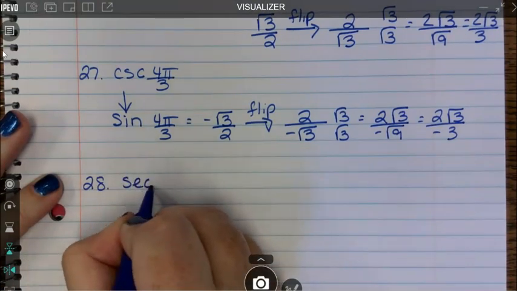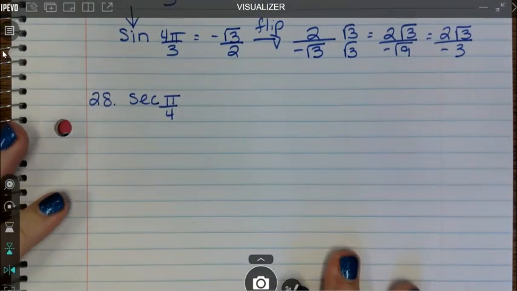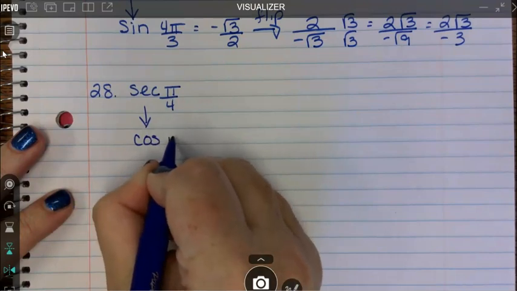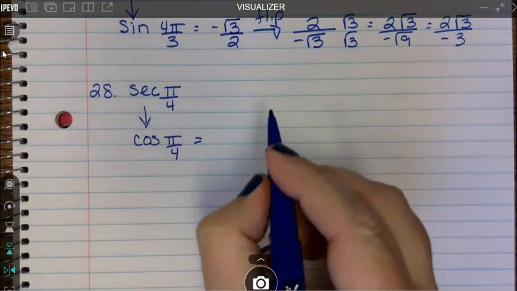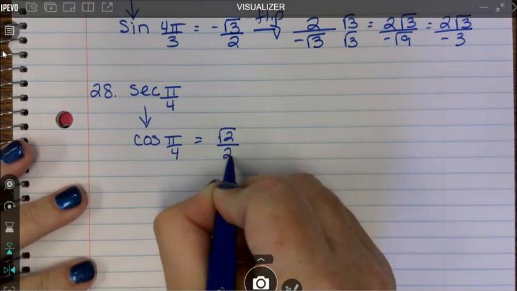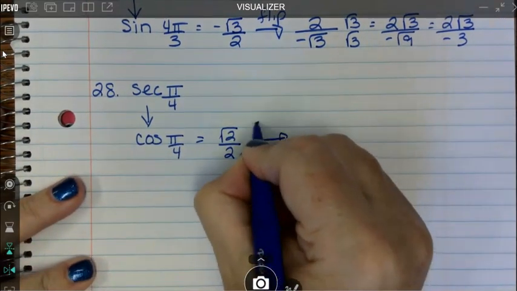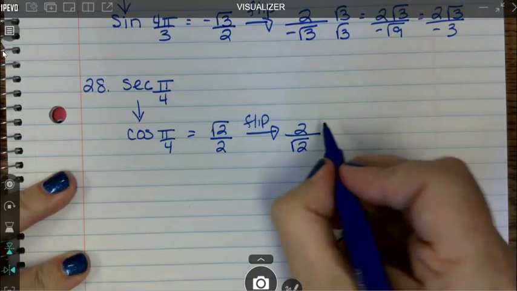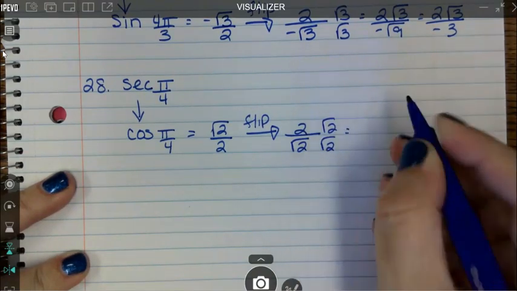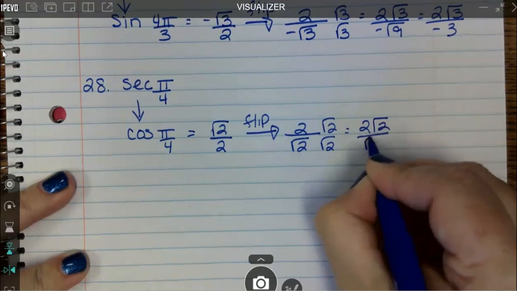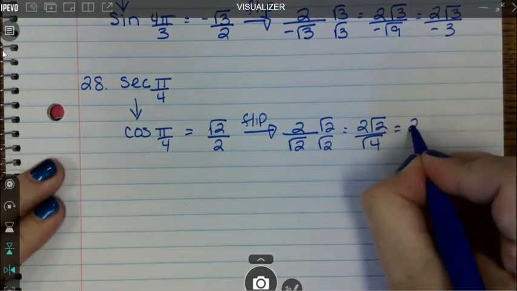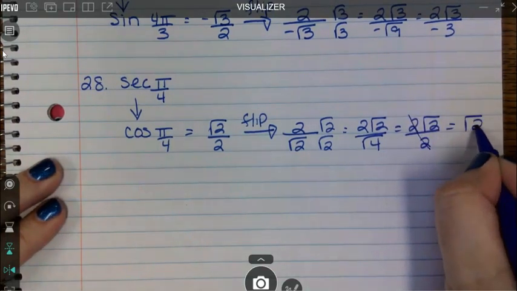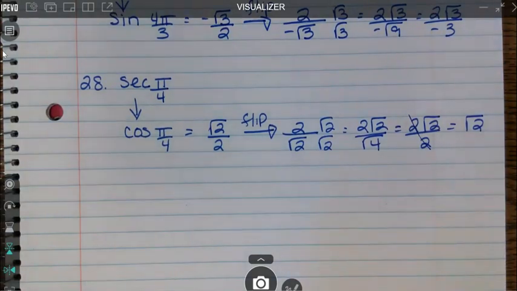28 is secant of pi over 4. So the reciprocal of secant is cosine of pi over 4. Again, looking at my unit circle, it's going to be the square root of 2 over 2. Now we got to flip it. So we get 2 over the square root of 2. And again, we have to rationalize. So I get 2 square roots of 2 over square root of 4. So this will be 2 square roots of 2 over 2, and I can reduce it. So my final answer is just the square root of 2.